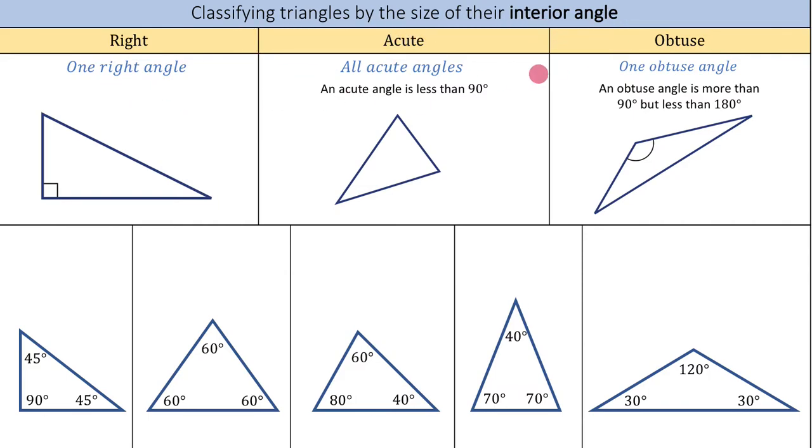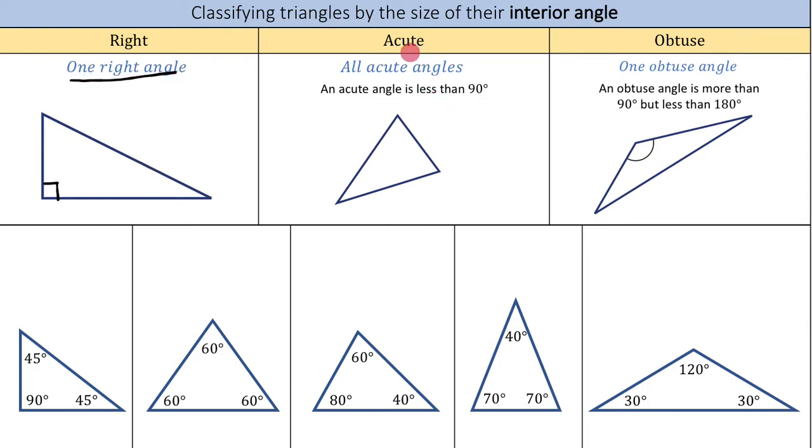So again, we have three different types of triangles that are based on their interior angles. The first is a right triangle. So this is a right angle triangle, and it has one right angle. This is an important characteristic that you need to make sure you know. A right angle triangle obviously has a right angle, and we denote that right angle with a square. So if you ever see a square in a triangle, you know that you've got a right angle one. So it has one right angle.